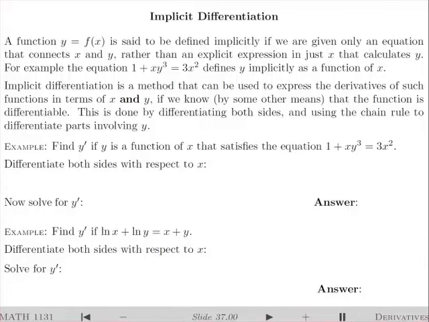Welcome. In this session, we are going to look at a new technique of differentiation, what's called implicit differentiation. It's called by this name because it's used to differentiate functions defined as solutions of equations rather than given in the form of an expression in the variable. Those are known as explicitly defined functions. So for example, the equation 1 plus xy cubed equals 3x squared defines y as a function of x. Or if we take ln x plus ln y equals x plus y, that's another equation.